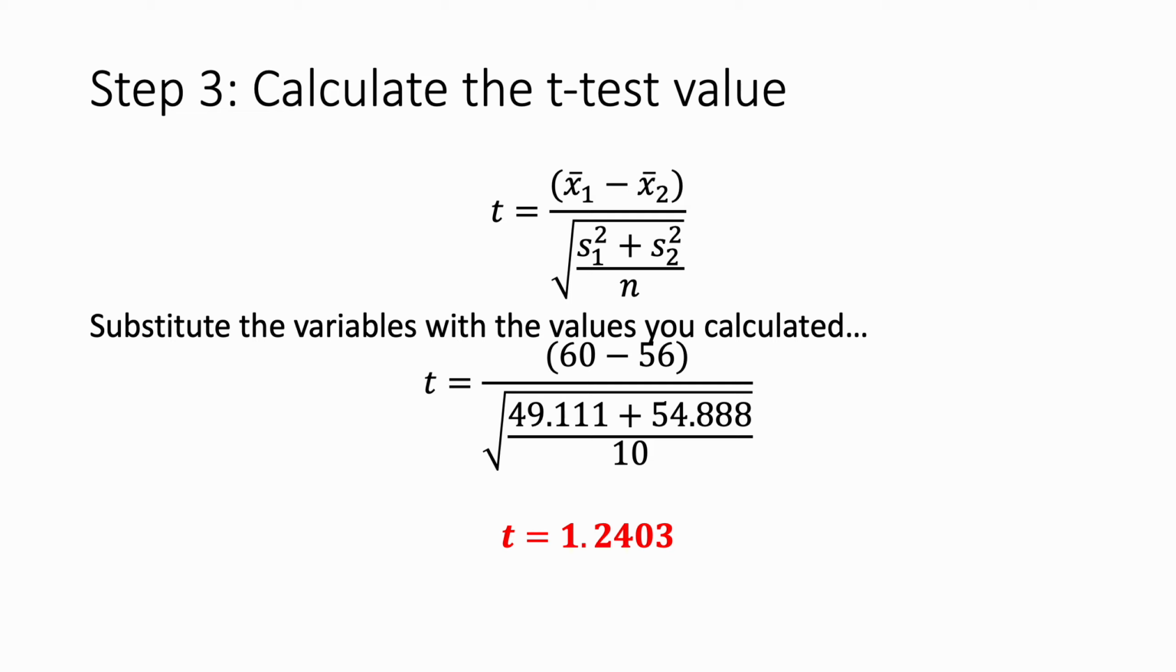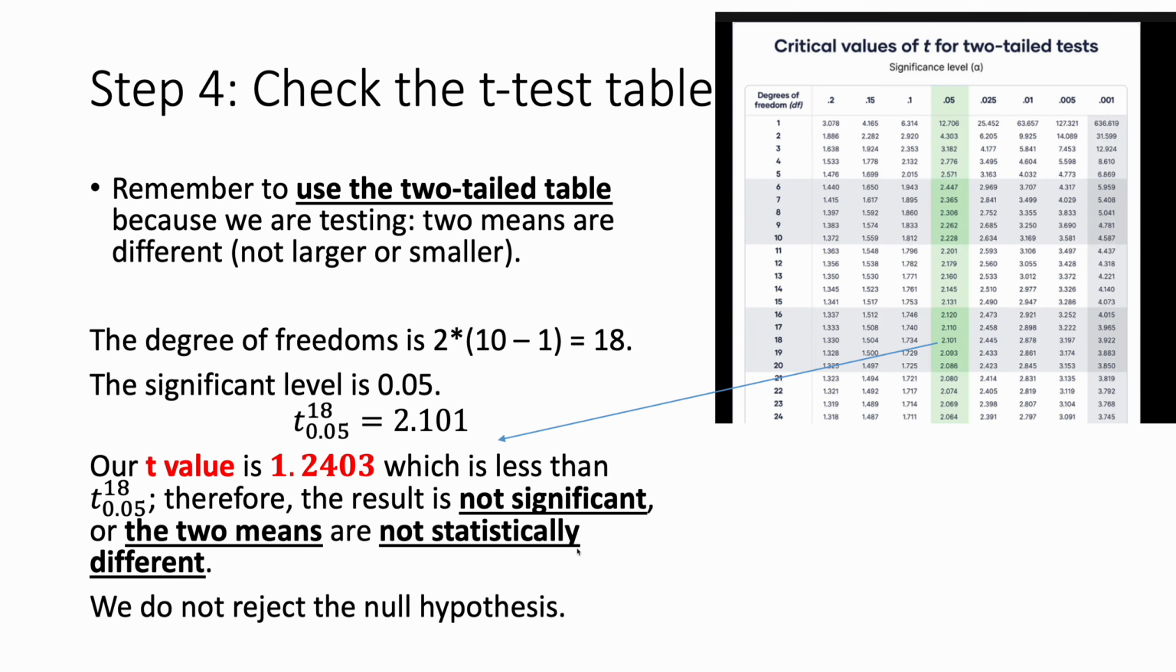Once we have found our calculated t-value, we will then find the t-test table value. We will be using a two-tailed table because we are testing for two means that are different, not larger or smaller. To find the t-test table value, we will find the degrees of freedom, which is the number of groups, which is 2, times the number of trials, which is 10 minus 1. So 10 minus 1 is 9, and 9 times 2 is 18. Our significance level will be 0.05.